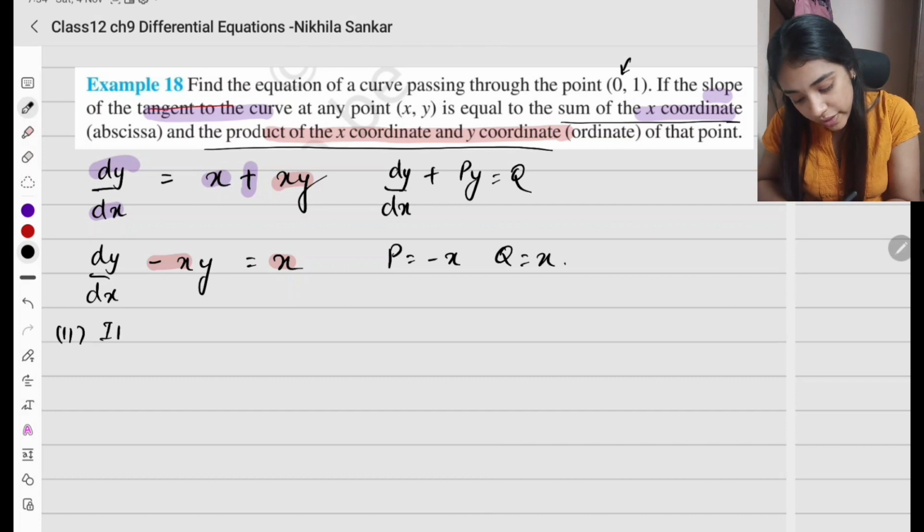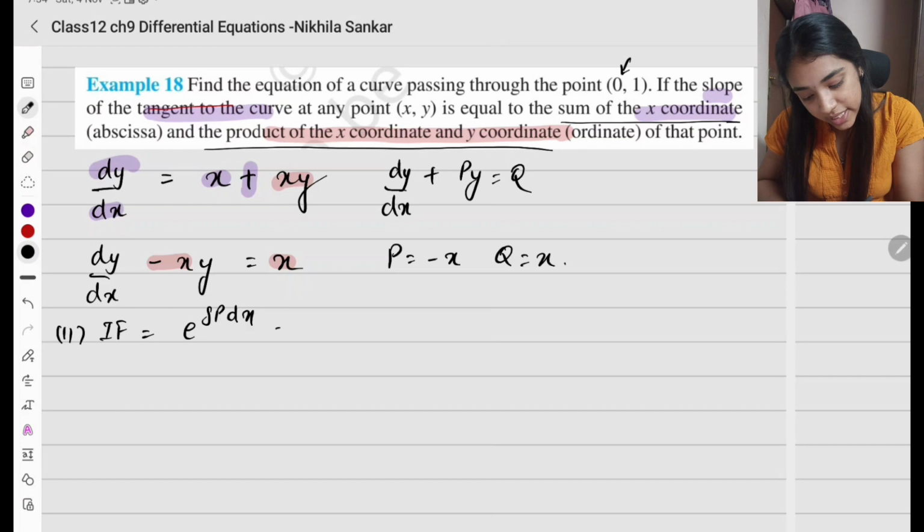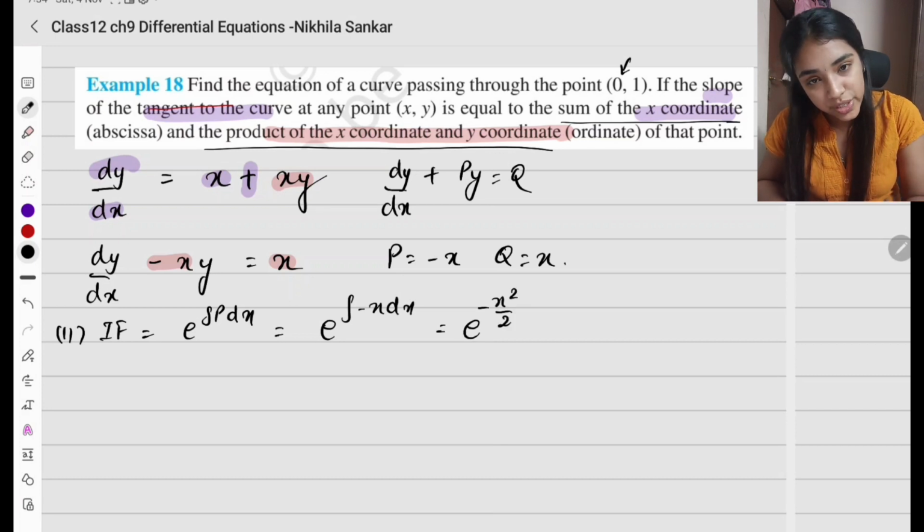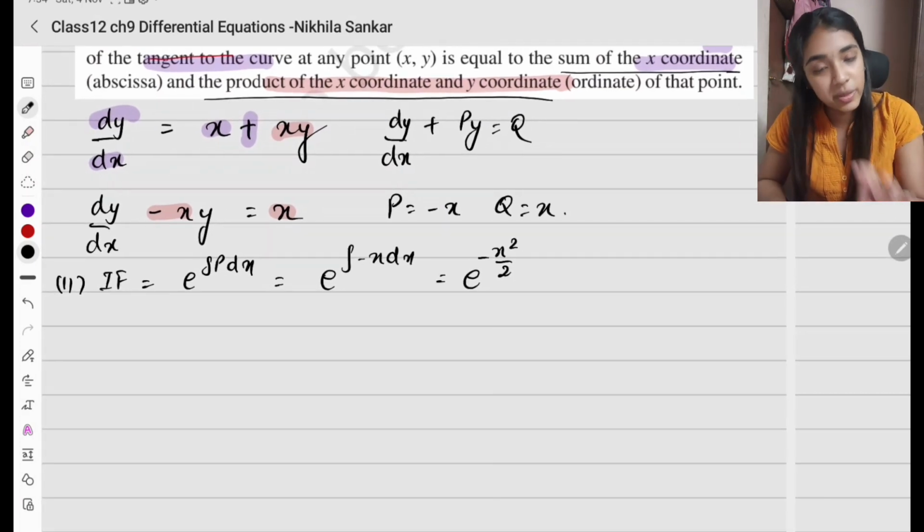Second step is going to find the integration factor, which is e to the power integral of p dx, which is e to the power of minus x dx, which is e to the minus, taking outside, x square divided by 2. So e to the power minus x square divided by 2. We cannot simplify this further. There is no log or anything. So you cannot take the function outside.